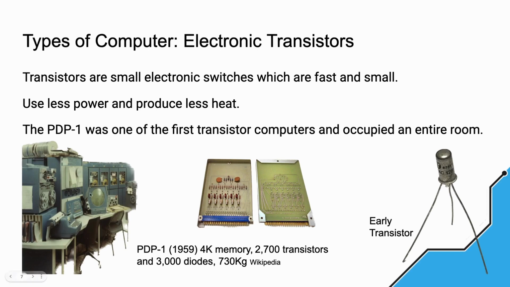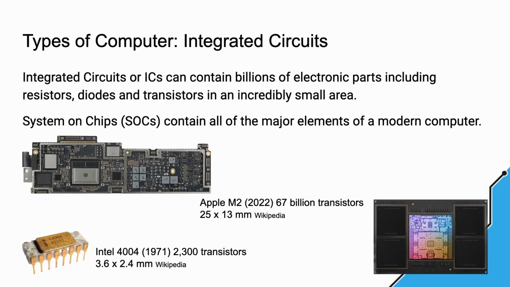And the PDP-1, which is shown here on the left, was one of the first transistor computers, and it occupied a whole room. And it basically had 2,700 transistors inside it. And they were laid out in modules like this one shown in the center. And these are the transistors in the bottom. So just keep in mind that this module contained 6 transistors. And they were about 10 centimeters wide by about 20 centimeters long. Modern day computers use things called integrated circuits.